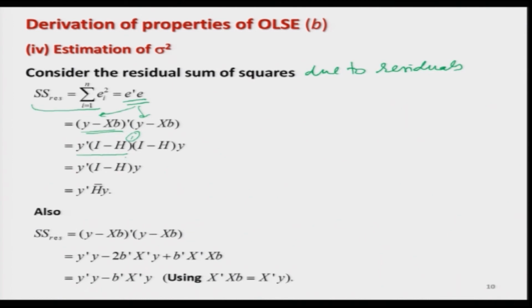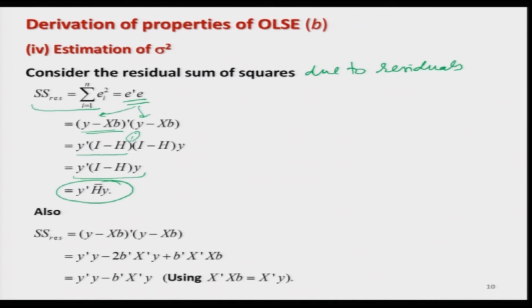So, I can write down here, and this I minus h is an idempotent matrix. So, I can write down finally as y transpose (I minus h) y, and I minus h is your h bar. So, this sum of squares due to residual can be written as y transpose h bar y. And just for your information, there are some other forms also.